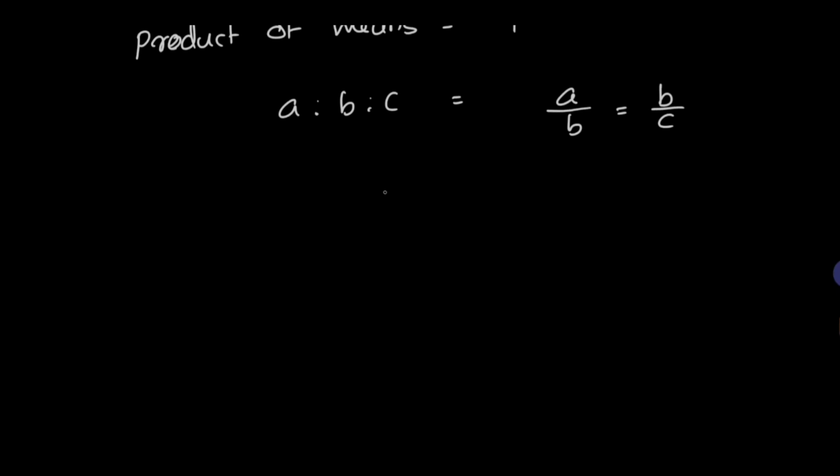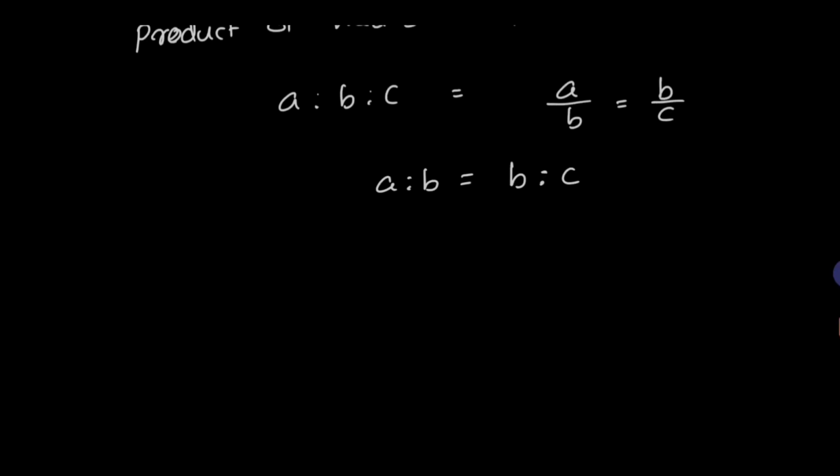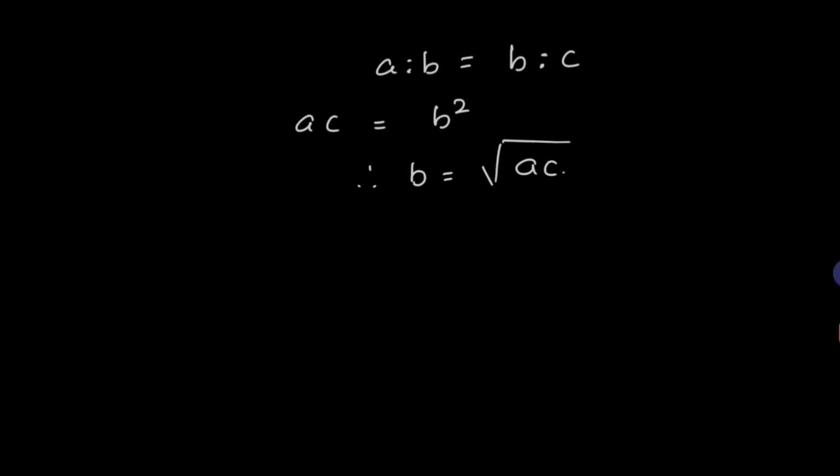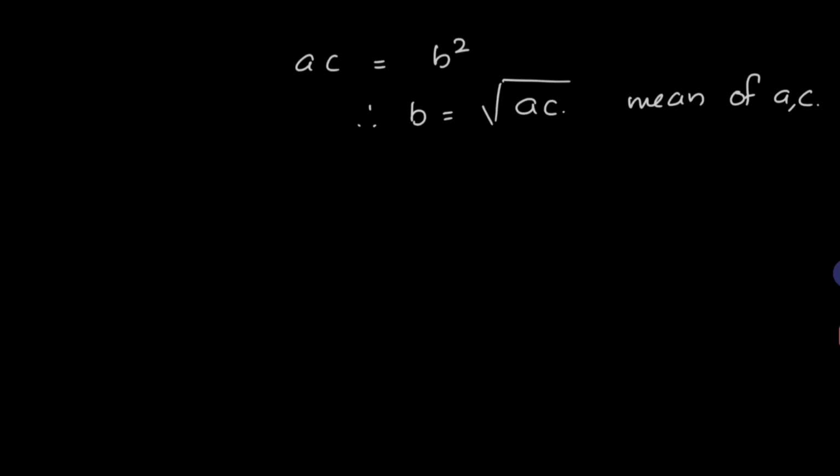So A is to B equals B is to C. Multiplying the extremes, A into C equals the product of means, B square. So from this we can see that B is equal to root of AC. This is the mean of A and C. Thus it is proved.